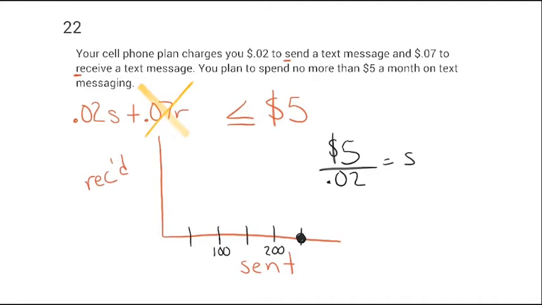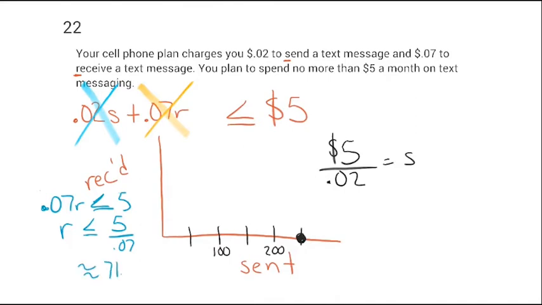Now I want to do the same thing. I want to solve for the R. To solve for the R, I'm going to cover up the S one and then just look at the 0.07R is less than or equal to $5. That means I'm going to divide both sides by 0.07. And yes, I'm using a calculator. 5 divided by 0.07 gives me 71.42. I'm going to put approximately 71.4. They're going up by 25s on this one. So I'm going to go 25, 50, 75, 100. I need to put a dot at 71.4 to be about here. And then what I can do is connect those two dots.